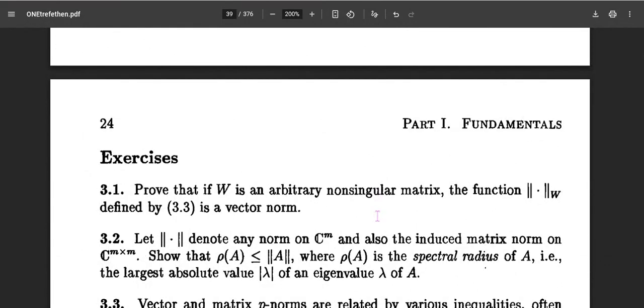So these were brief portions to understand what norms are and how we can utilize them to understand the convergence properties of the algorithms that we are going to introduce in later parts of the lecture series. Thank you.